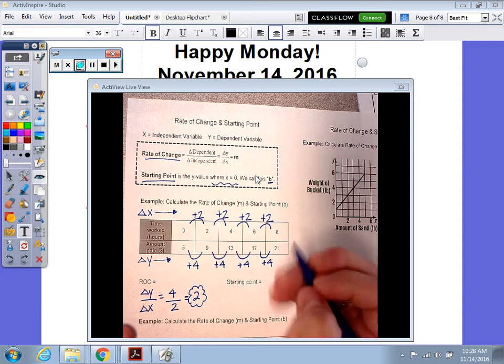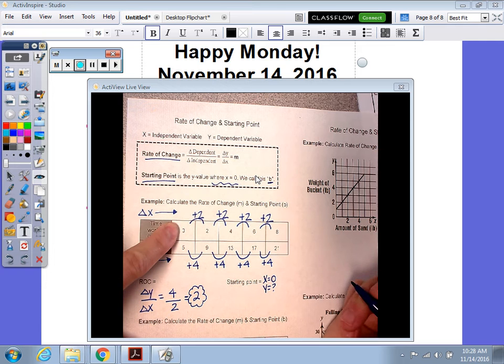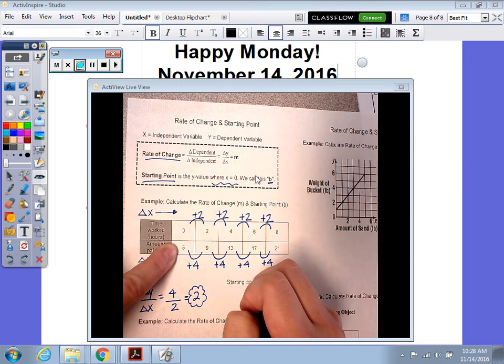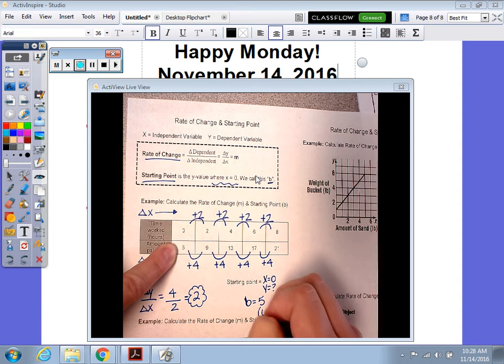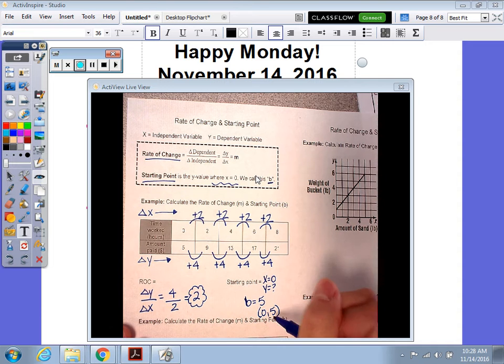My starting point, where x is 0, y is a number. Well, where x is 0, y is 5. So my starting point, b, equals 5. Or you can write it as an ordered pair of (0, 5). So what that's saying is if I were to graph it, my graph would start or intersect the y-axis at (0, 5).